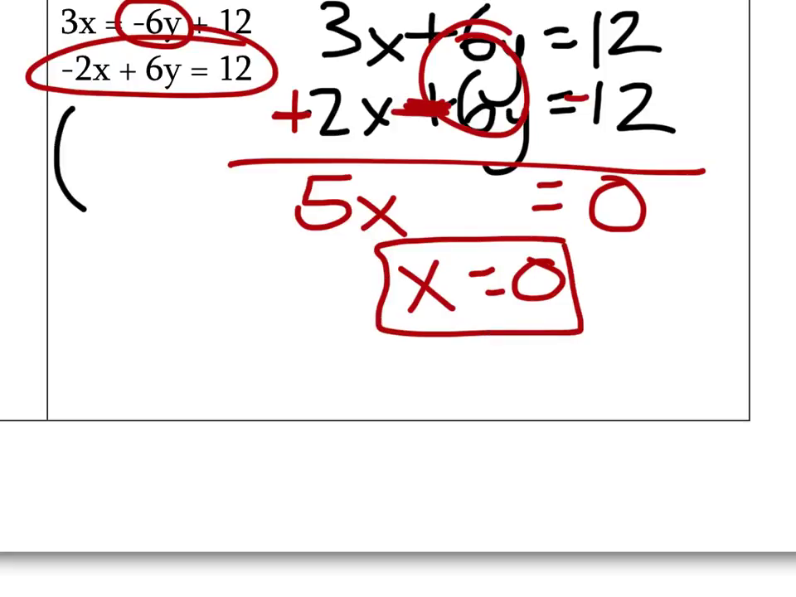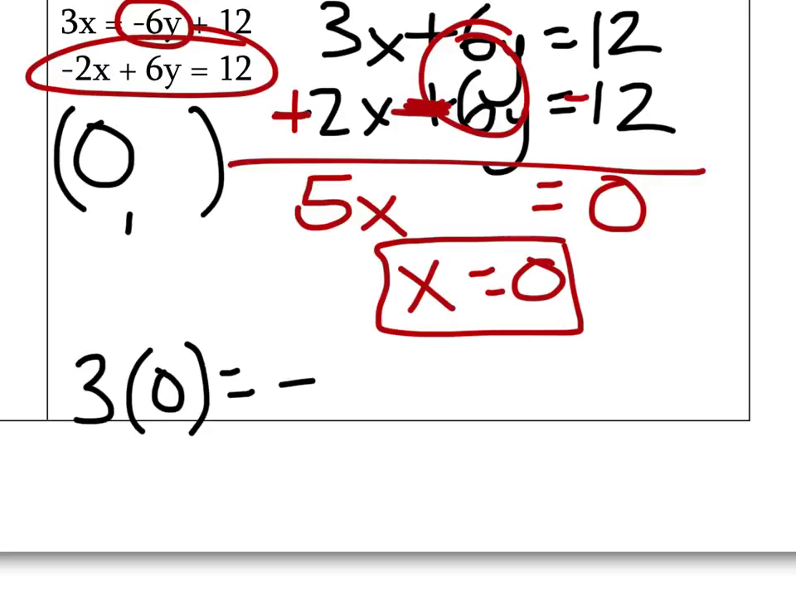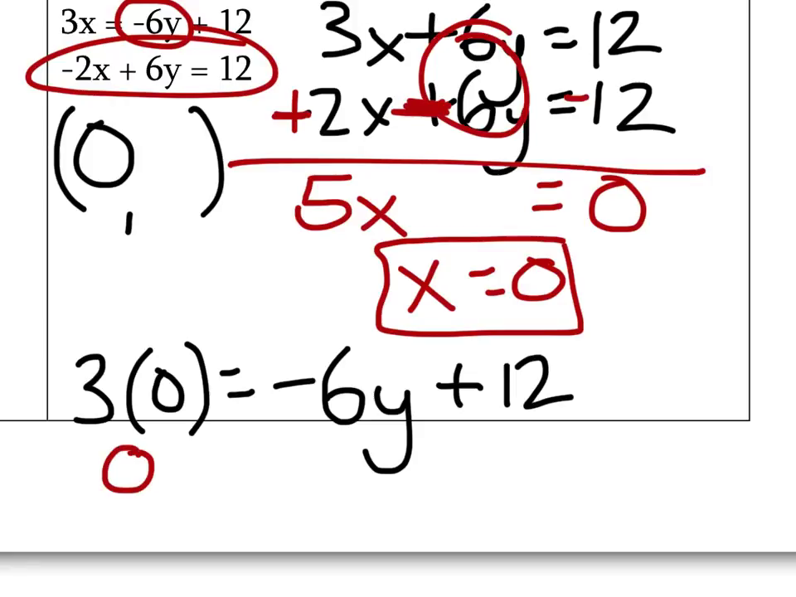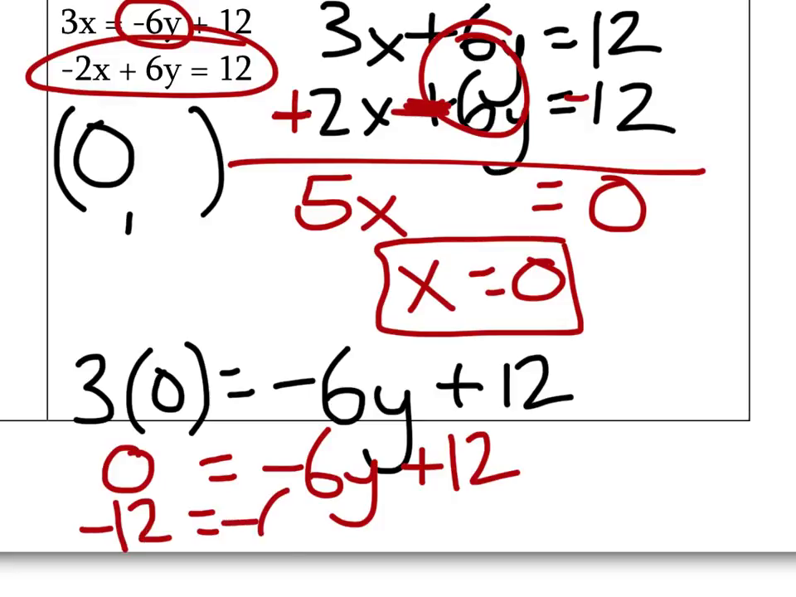So, in our answer, we've got the x value 0. Should we plug it into the top or the bottom equation? Top one, okay. So we've got 3 times 0 plus 6y equals 12. So 3 times 0, 0. So negative 6y plus 12. So negative 12 equals negative 6. y equals 2. And we can check that in that top equation.